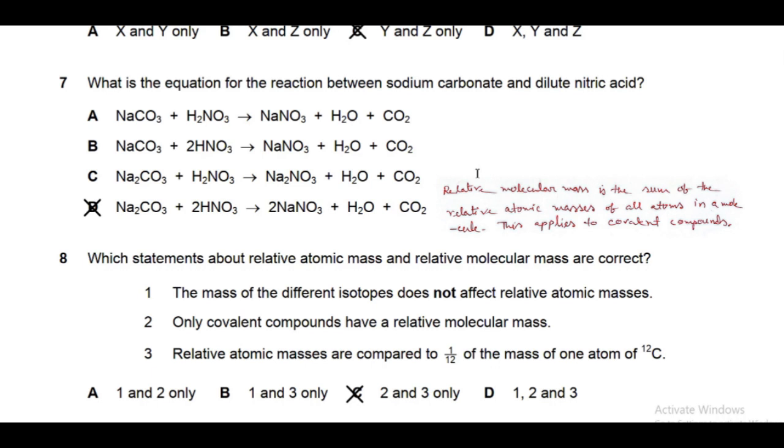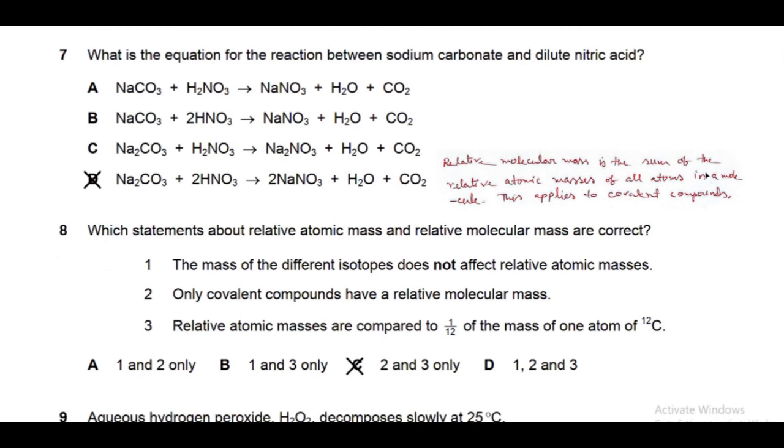Next, what is the equation for the reaction between sodium carbonate and dilute nitric acid? A carbonate salt reacts with nitric acid to form a nitrate salt plus carbon dioxide plus water. So D is the right answer.